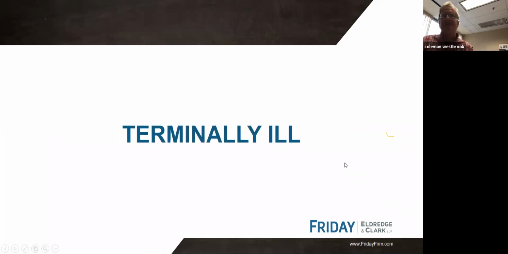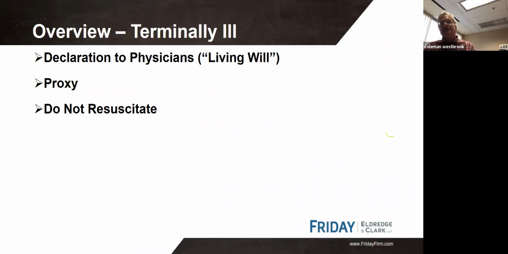Then you move into it: the healthcare power of attorney addresses everything but your terminally ill situations, your withholding or withdrawal of life support type decisions. So if you go to the next slide, when you become terminally ill, there are typically three documents or declarations that become applicable to how to handle your health in that situation. The most common thing is a living will. Here in Arkansas, we call it a declaration to physicians, but it's the so-called pulling of the plug document.